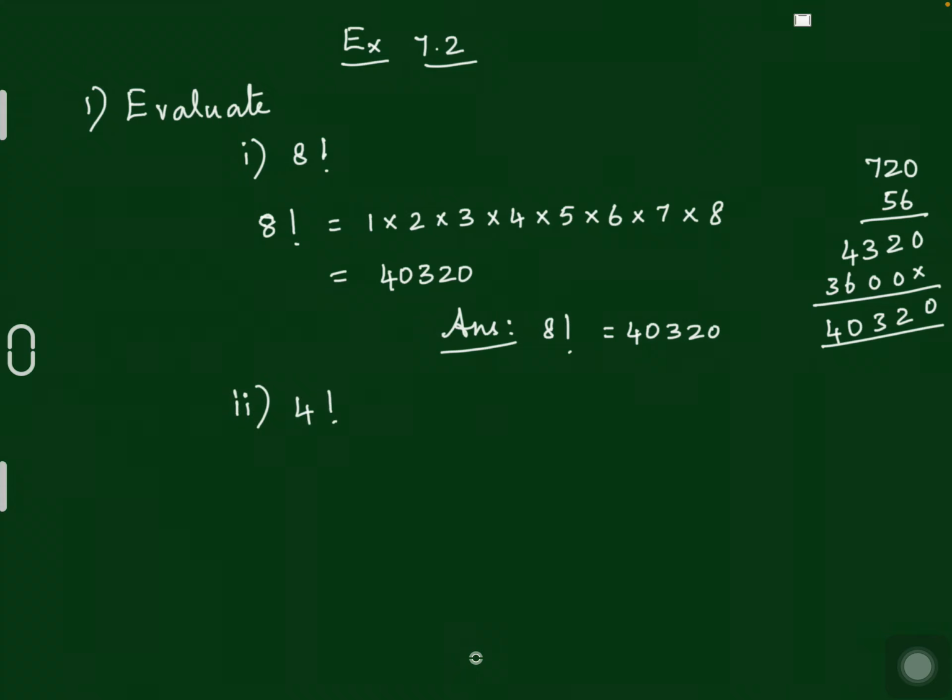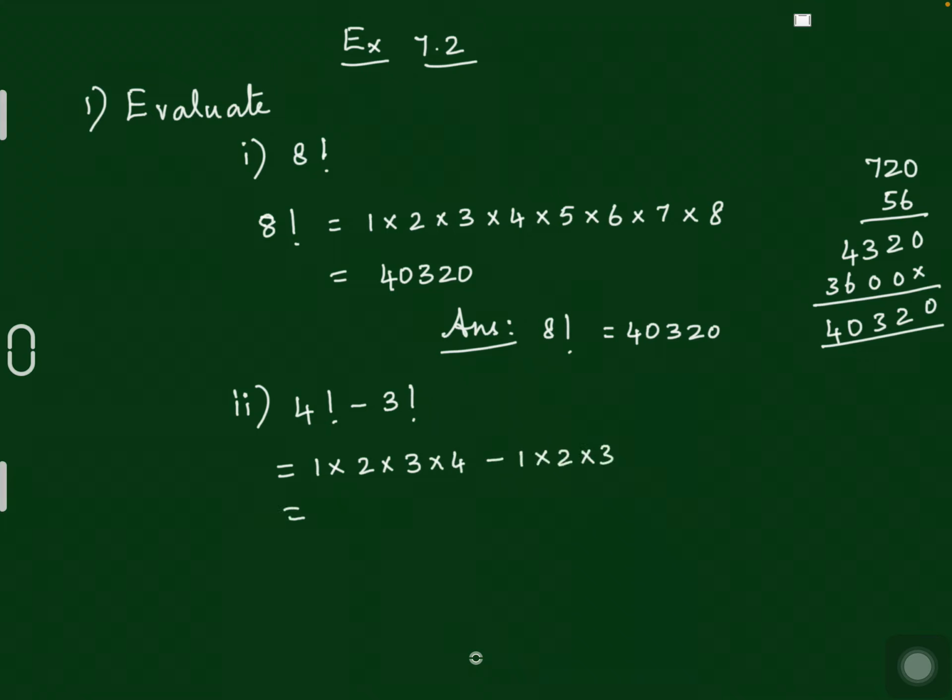What about the second one? You have to find 4 factorial minus 3 factorial. So what is 4 factorial? 1 into 2 into 3 into 4, minus what is 3 factorial? 1 into 2 into 3.